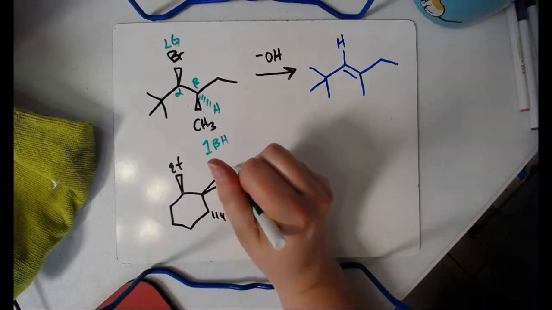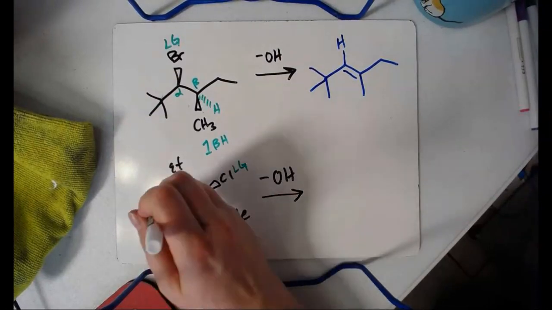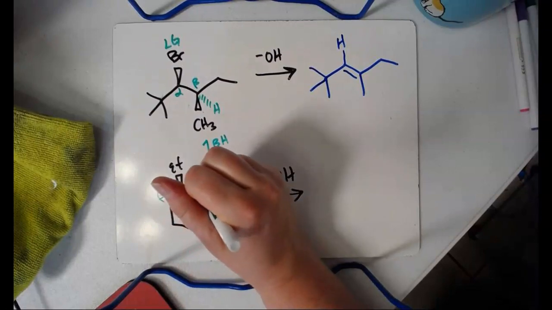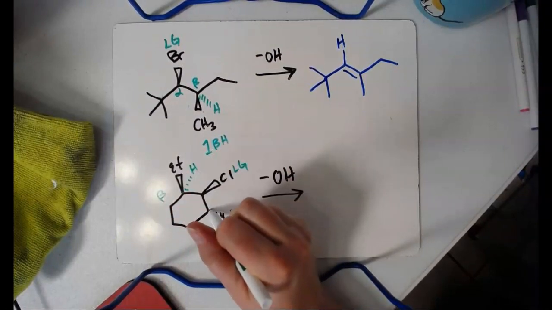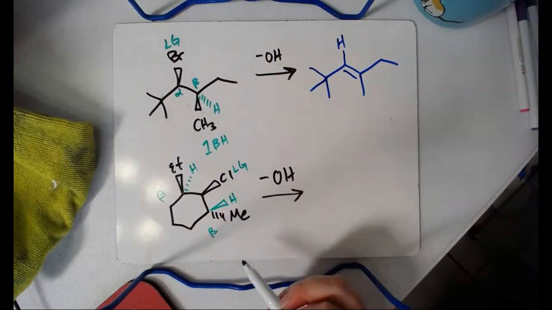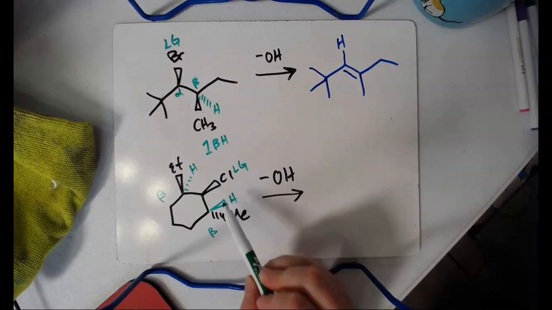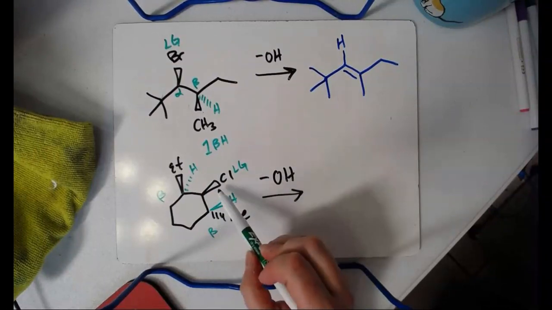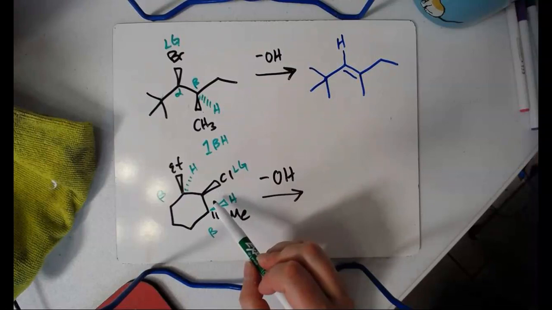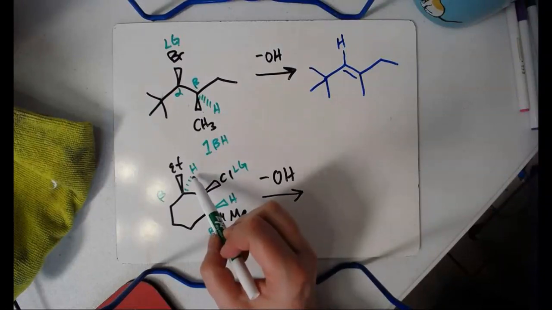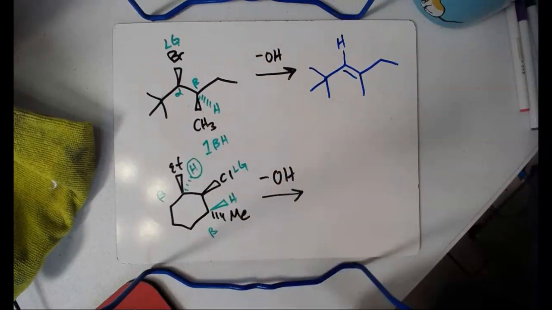So here's our leaving group. We have a chlorine, and again we have the two beta carbons, one on each side, and our beta hydrogens, we do have one on each side there. But here's the difference between them. We have a beta hydrogen on a dash and a beta hydrogen on a wedge. Our chlorine is on a wedge, which means that we can't use this hydrogen because it is syn-planar, meaning they're pointing in the same direction. The hydrogen over here is pointing in the opposite direction.